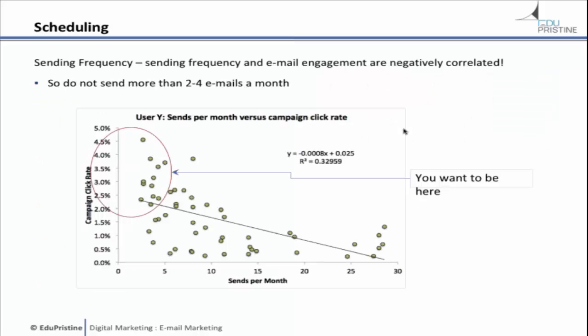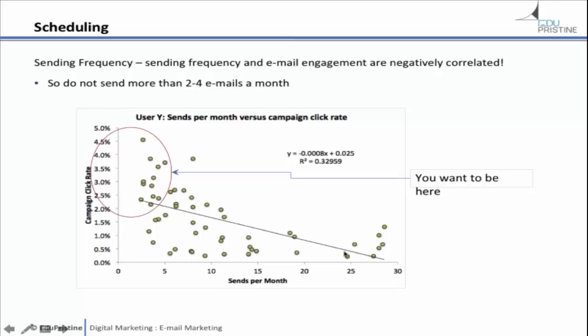Now again, another important aspect is the sending frequency, which is scheduling. So sending frequency and email engagement are negatively correlated. When I say negatively correlated, at the bottom you see a chart, right? It's saying sends per month and then campaign click rate. If there are less than 4 emails that are sent per month, your campaign click rate is much higher. The percentages are much higher.